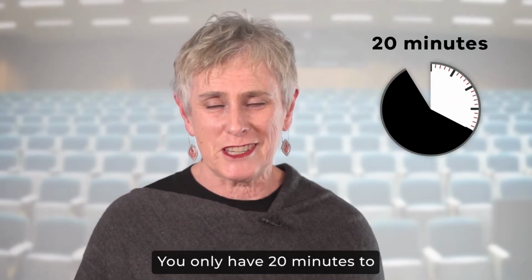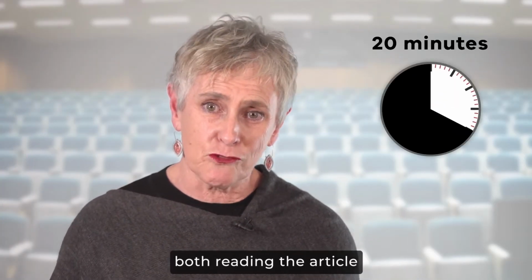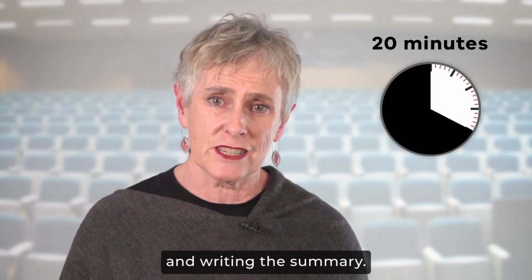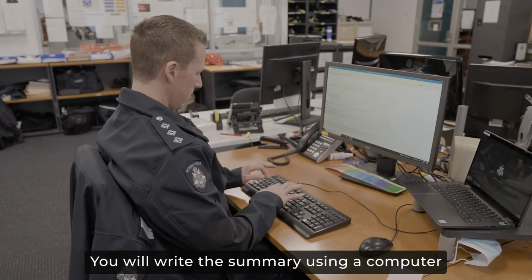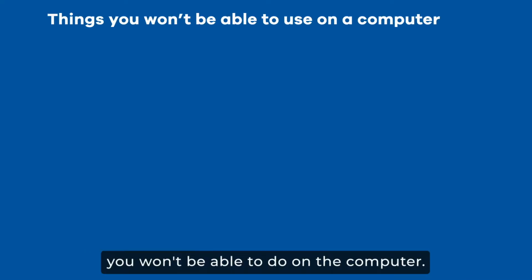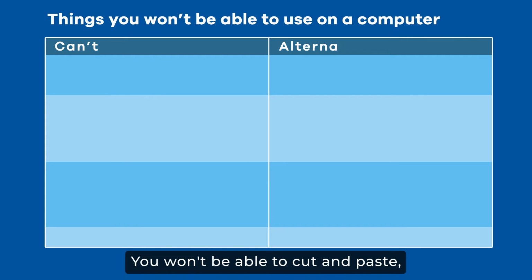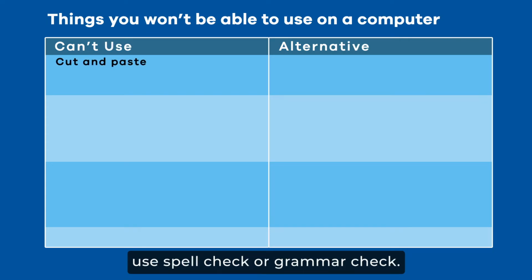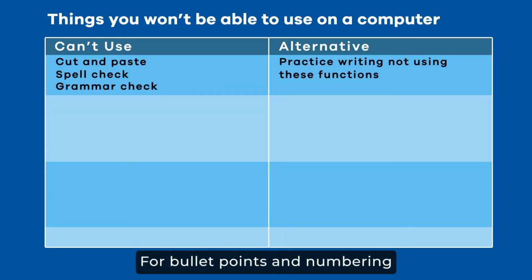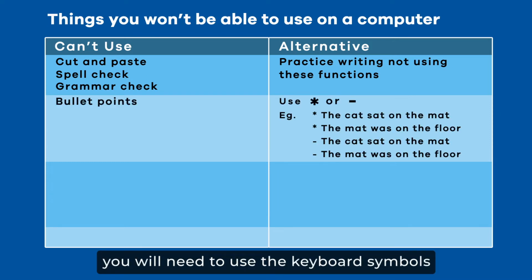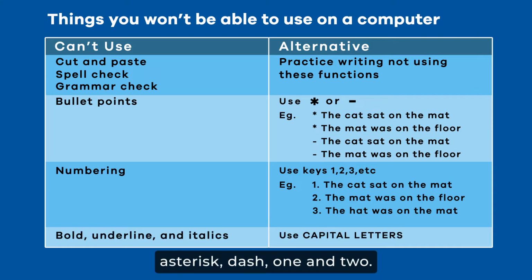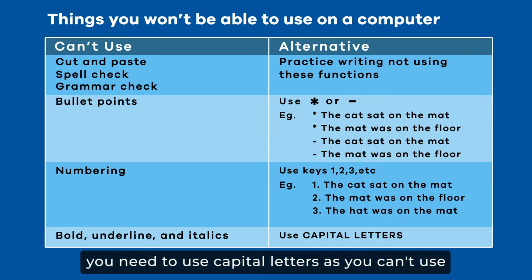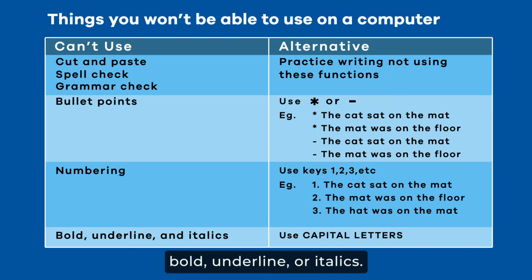You only have 20 minutes to do the summary writing task, both reading the article and writing the summary. You will write the summary using a computer. There are a few things you won't be able to do on the computer. You won't be able to cut and paste, use spell check or grammar check. For bullet points and numbering, you will need to use the keyboard symbols asterisk, dash, 1 and 2. For headings and subheadings, you need to use capital letters, as you can't use bold, underline or italics.